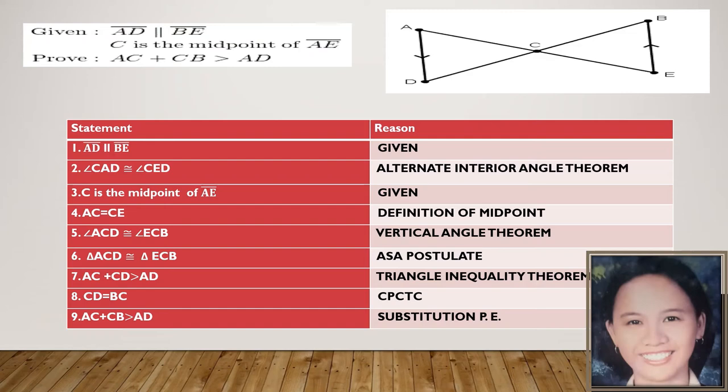Now, since CD is equal to BC, we can replace the CD in number 7 with CB or BC. That is why in number 9, we have there AC plus CB is greater than AD. That is by substitution property of equality. So we have already presented the proof for this evaluation.